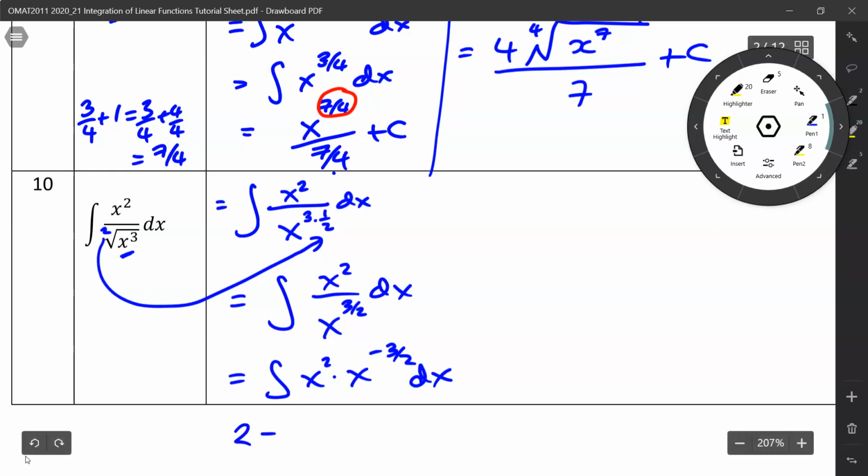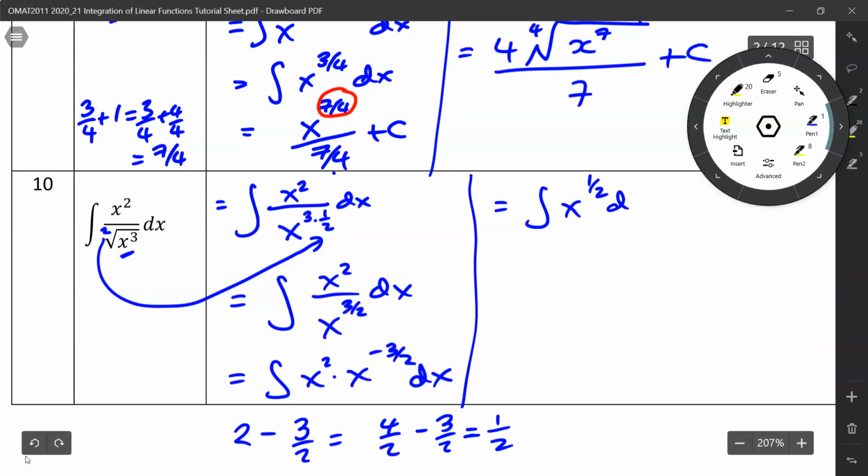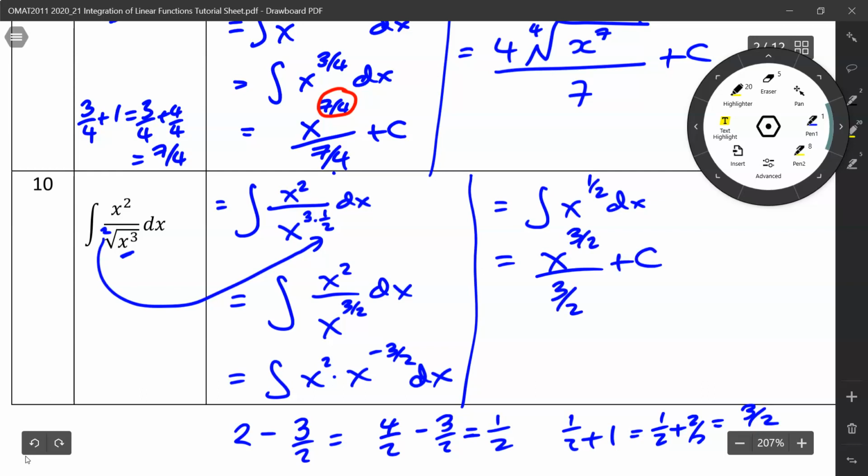And then it's a case of adding these, so it's 2 minus 3 over 2. So I express the 2 as 4 over 2 minus 3 over 2, which gives me a half. So this gives me the integral of x to the power of a half dx. And then I go ahead and integrate that. So a half plus 1 is a half plus 2 over 2, which is 3 over 2. So that gives me x to the power of 3 over 2 divided by 3 over 2 plus my constant of integration.